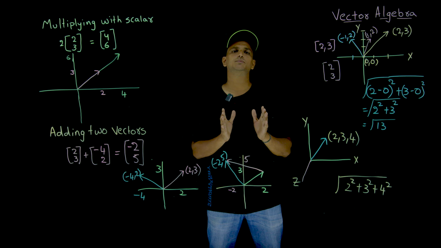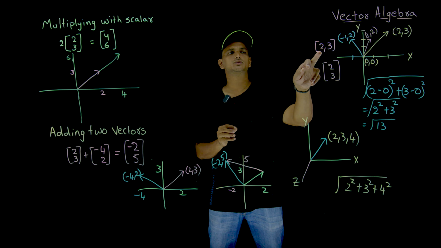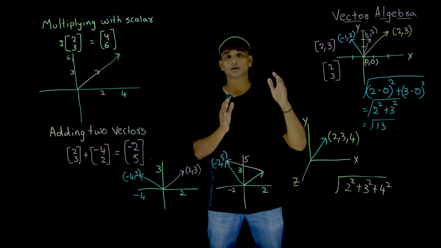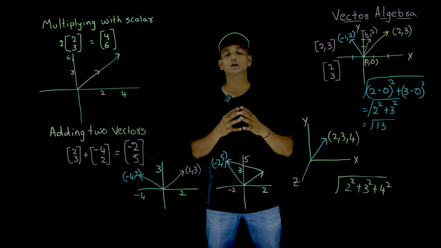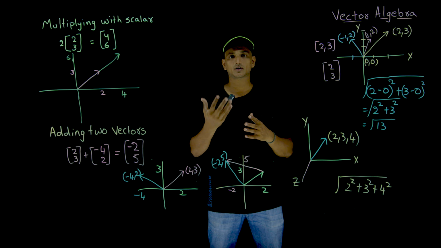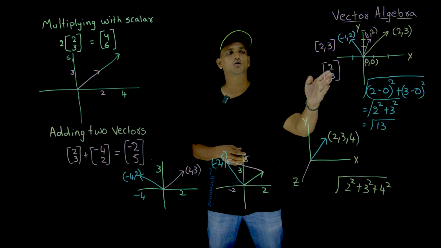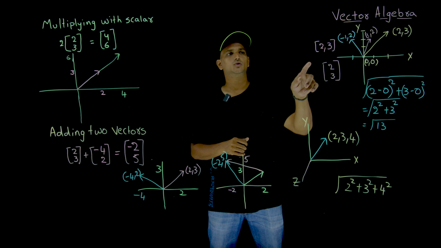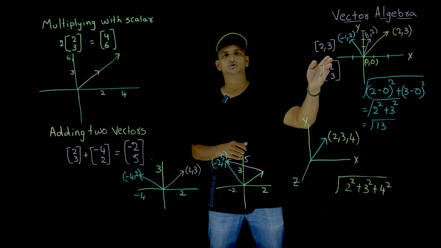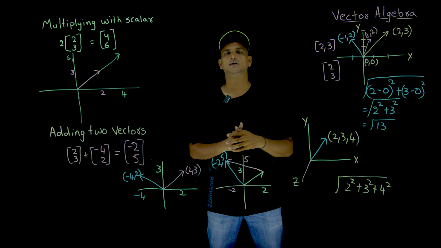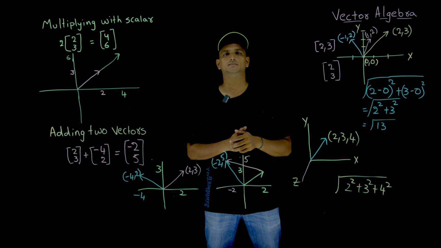Most of the time, vectors are represented like this, in the row way. But in linear algebra, we are going to represent vectors in the second way, which is the column order. (2, 3) can be represented like this, as a column with 2 and 3. So from now onwards, we will use this notation, with vectors represented in the column direction.